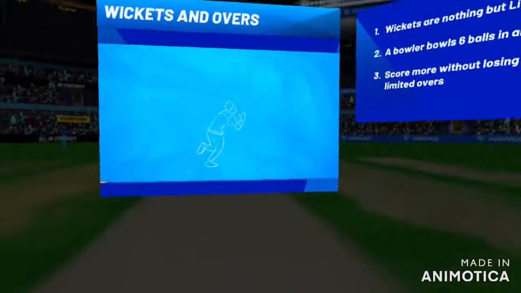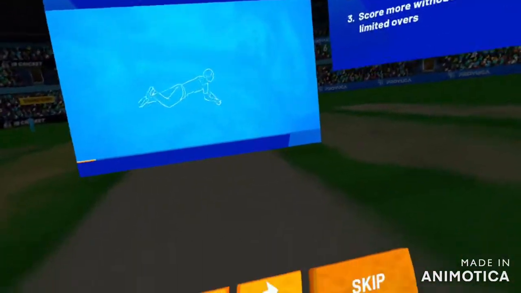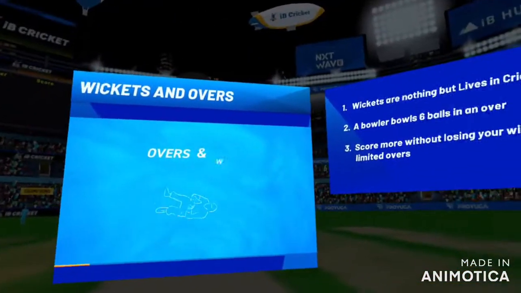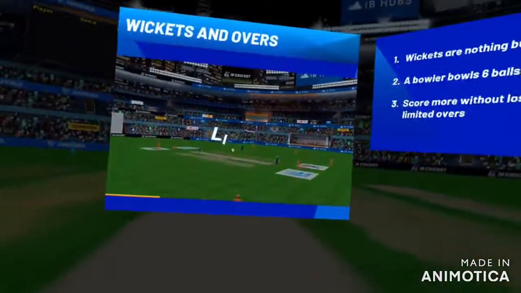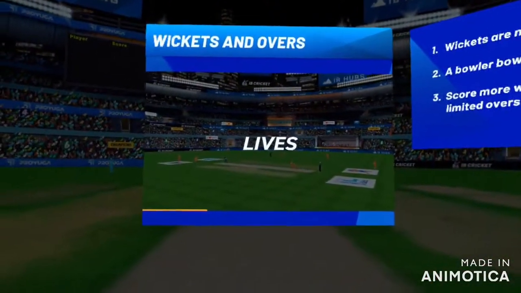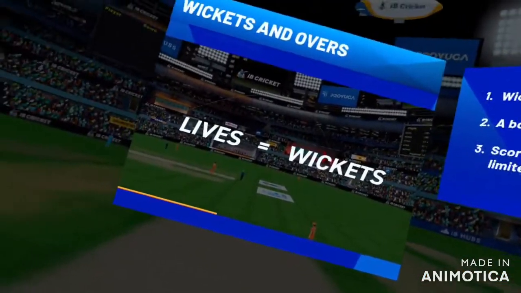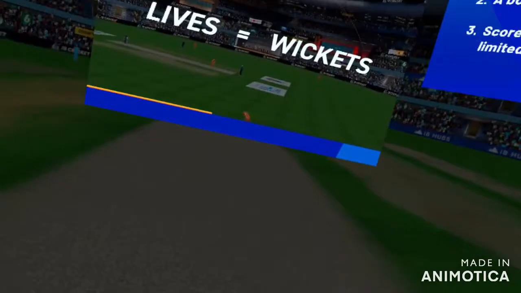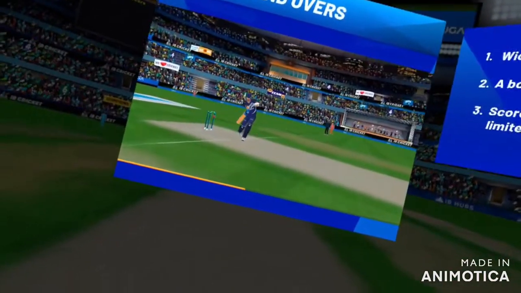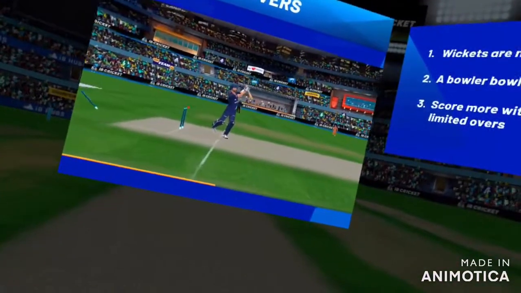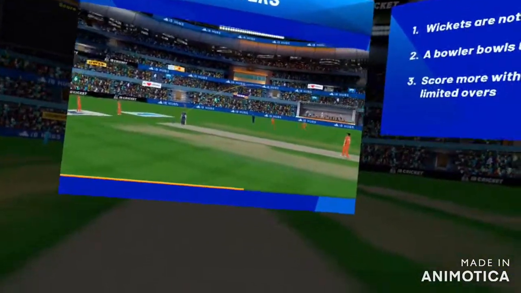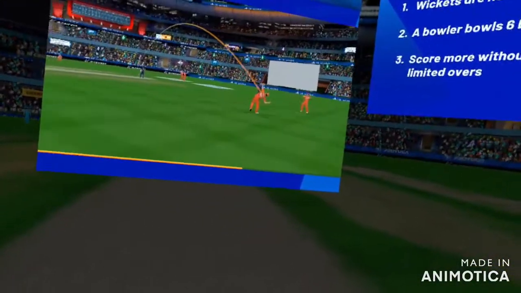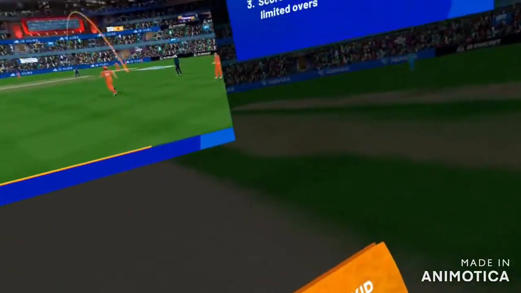In this video, let's get to know about two new things, overs and wickets. As a batsman, you'll have to protect your lives while you score runs. In cricket, these lives are called wickets. Here's when you lose a wicket. When the ball hits the stumps behind you, you lose a wicket. When a fielder catches the ball you hit before it touches the ground, you lose a wicket.